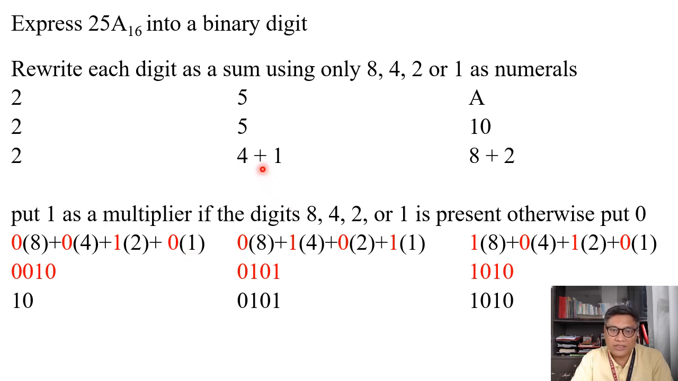Then for the digit 5, it's only represented by 4 and 1. So 4 and 1 will have 1 as a multiplier. Then the rest will be multiplied by 0. Then for A, that is your 10, represented by 8 and 2. So 8 and 2 will have 1 as multiplier, and the rest will be multiplied by zeros.